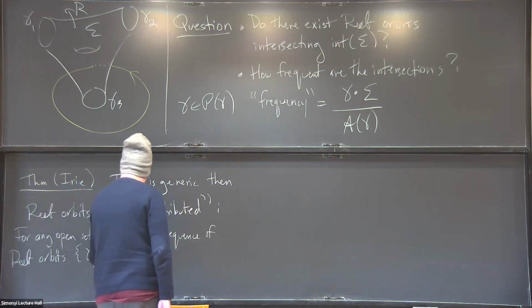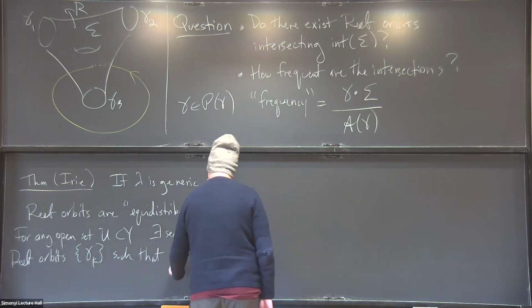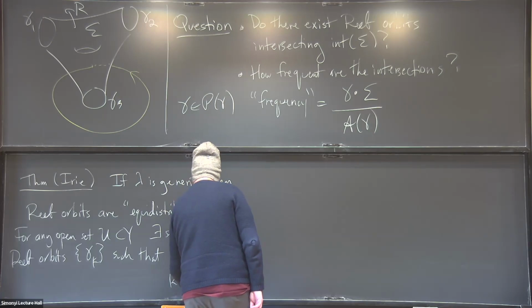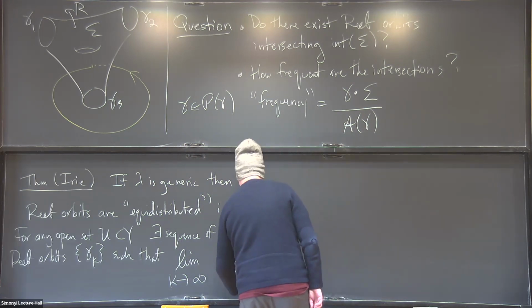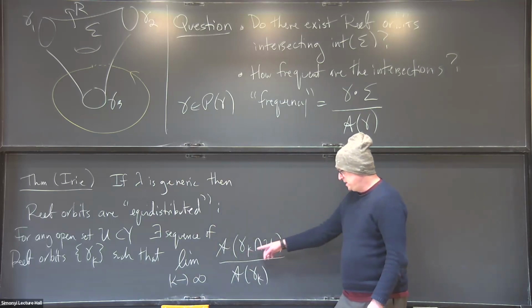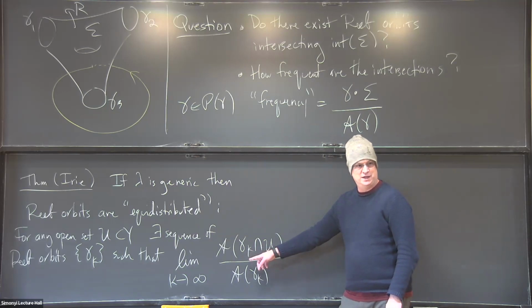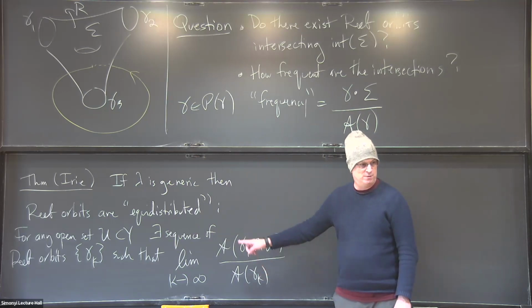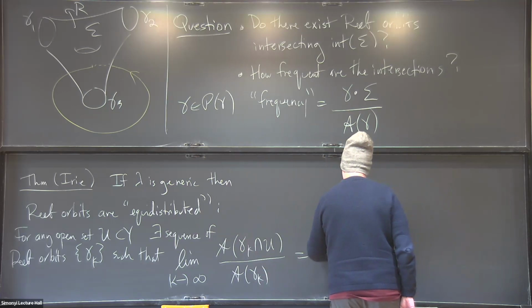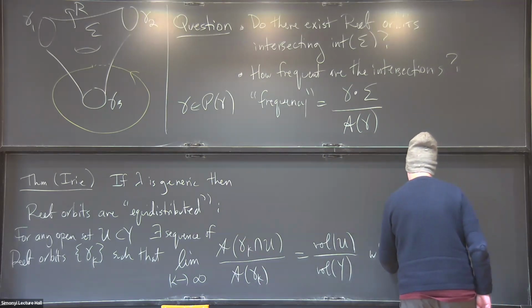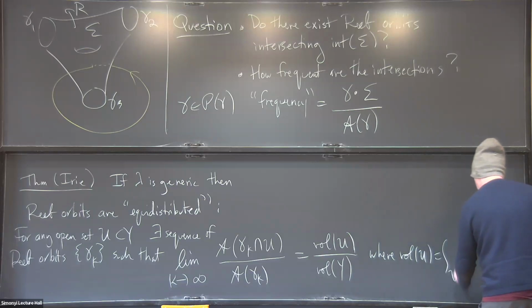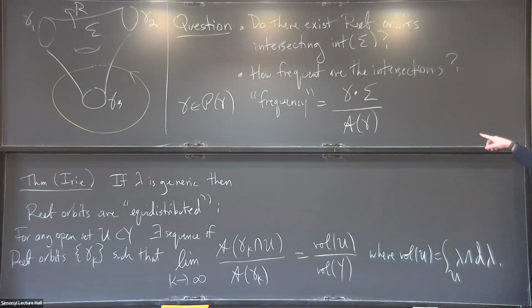gamma k such that the limit as k goes to infinity of the action of gamma k intersect U divided by the action of gamma k. This notation means the amount of time that the trajectory spends inside the open set U. So this is what fraction of the time the Reeb orbit is in the open set U. And this converges to the volume of U divided by the volume of Y, where the volume is the integral of lambda wedge d lambda. So that implies something about this question.